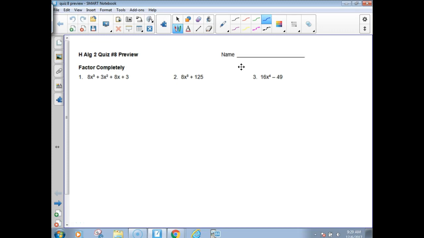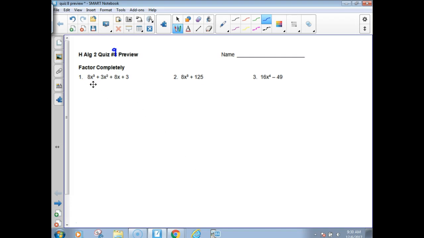Okay, this is the quiz preview for, actually, it's not quiz 8, it's actually quiz 9 because I renumbered them, because the graphing quiz was called the graphing quiz, didn't have a number on it. But anyway, it's actually our 9th quiz.